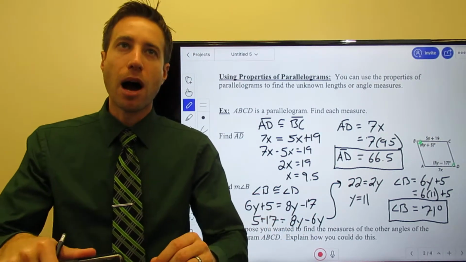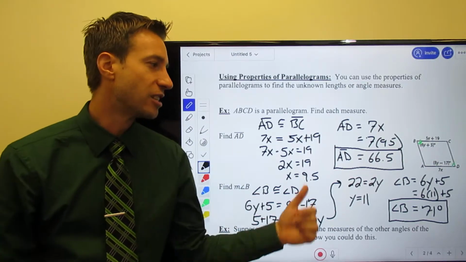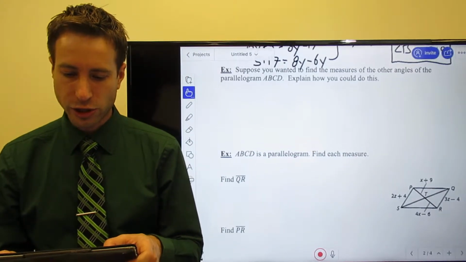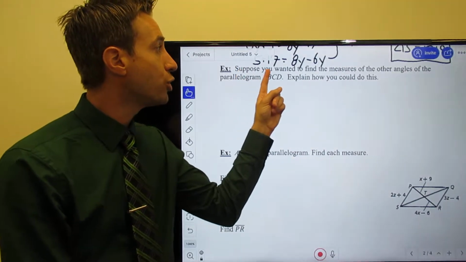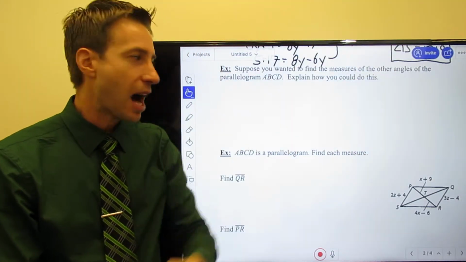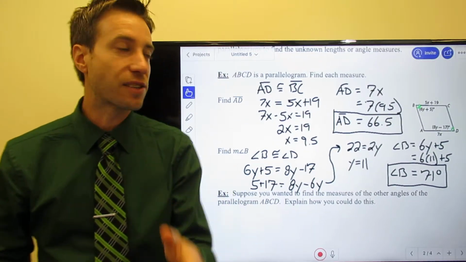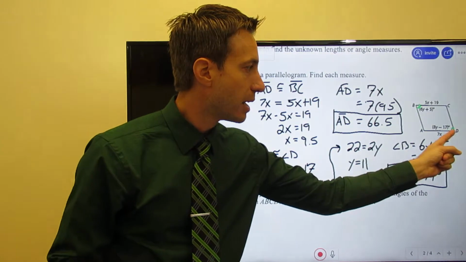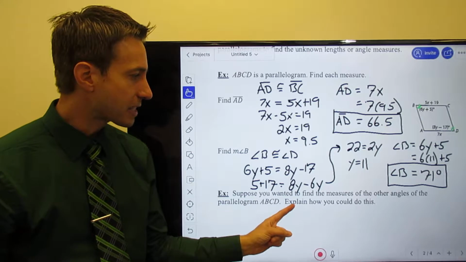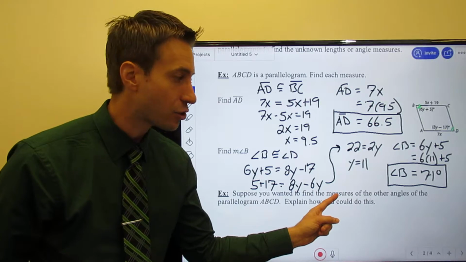All right, guys, and there you go. A great example problem of ways that we can use the theorems about parallelograms to solve for unknown lengths and measures. Let's keep going because I have a really good question for you right here. Suppose you wanted to find the measures of the other angles of that parallelogram I just had up above. We just found the measures of B and D. We know opposite angles are congruent. What if you wanted to find the measures of the other angles?